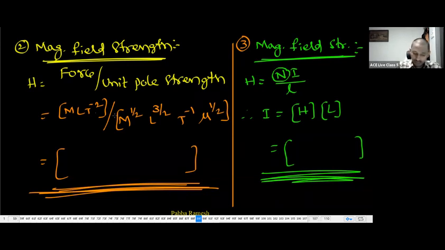What is M here? In this H value, M power 1 by 2. L power 3 by 2 is there, and with length it becomes L power minus 1 by 2. T minus 1 stays T minus 1, and mu power 1 by 2 goes upside. So be clear with each and everything. L power 1 and L power 3 by 2: 1 minus 3 by 2, so minus 1 by 2, like that. And get this I value.